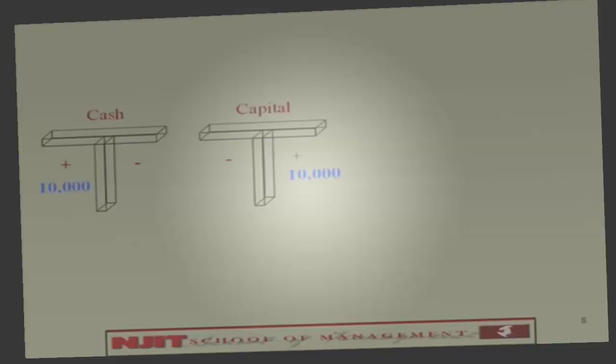You put T accounts, cash, capital. If you remember, cash was plus minus. Capital is a liability. So decrease left, increase right. So it's minus plus. Cash increased 10,000. So under plus, you put 10,000. Capital increases 10,000. So on the plus side of capital, which happens to be the right, you put 10,000. So put that in.